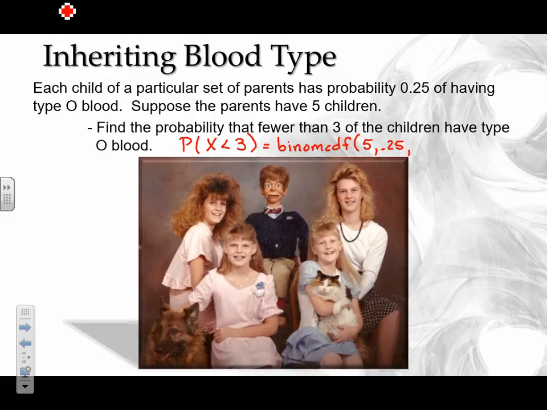So where do I want it to stop calculating? At 2. If I wanted 3 or less, then I would include 3 in my calculations. But since this says fewer than 3 of the children have type O blood, we can't include 3 in our calculation. We want to stop before we get to 3. So our number of successes here is going to be 2. So this is what I would need to see on your homework or on your quiz or on your test. Binomial CDF, 5 total trials, 0.25 for success, stop at 2.